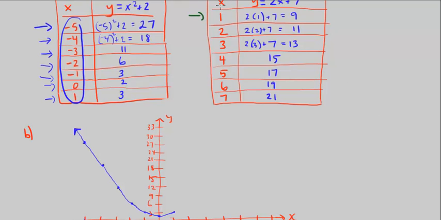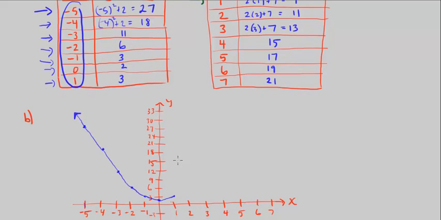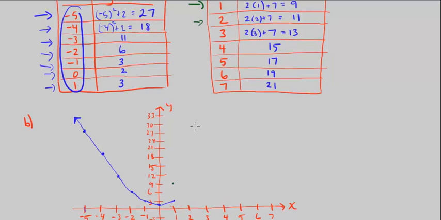Over here, at x is 1, y is 9, right? So I have 1, and the output is 9. At x is 2, y is 11, so 2, 11. So here, x is 3, you get 13, 3, 13, right? 4, 15, 4 up 15. 5, 17, 5 up 17. 6, 19. And 7, 21.